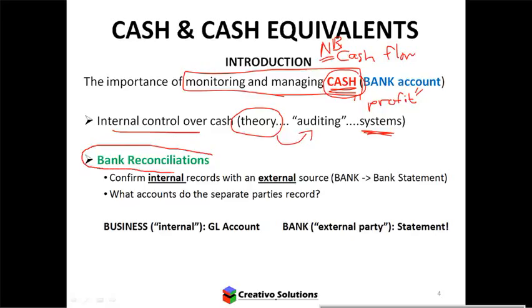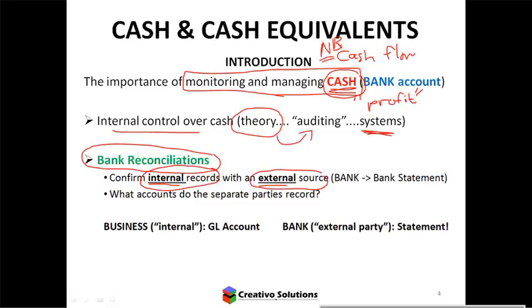There's the key: the bank reconciliation. What is a bank recon? It's confirming that internal records are the same as your external records. Remember we said how many parties are there on a transaction? Two. In this particular application, who do we have? The bank and the business, exactly. So internal records would be the business, and external records would be the bank.